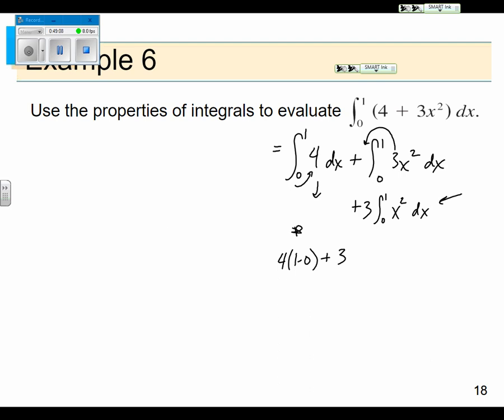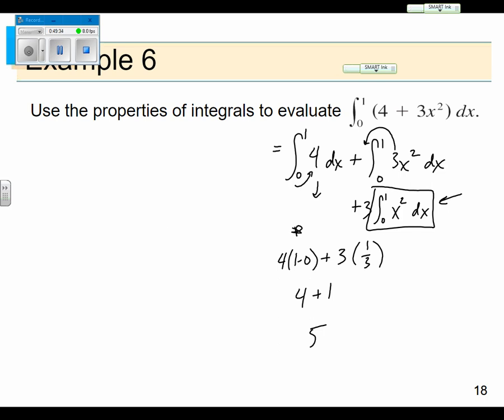And then this guy looks familiar. Yeah, we talked about that. We actually did that back in 5.1. We found the area under the curve from 0 to 1 of x squared. We said that that was simply equal to 1/3. So this gives me 4. This gives me 1. My answer would be 5.